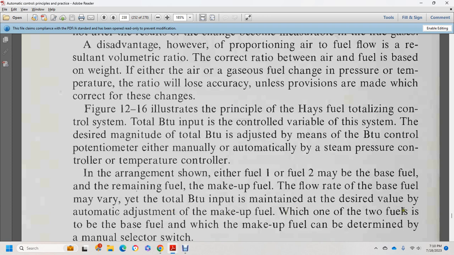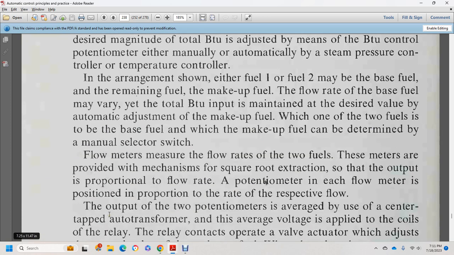Which one of the two fuels is to be the base fuel, and which the makeup fuel, can be determined by a manual selector switch. Flow meters measure the flow rates of the two fuels, and the meters provide a mechanism for square root extraction. So the output of the potentiometer of each flow meter is in a position proportional to the rate of the respective flow. The outputs of the two potentiometers are averaged by the center tap of the autotransformer, with the average voltage applied to the coil of the relay.